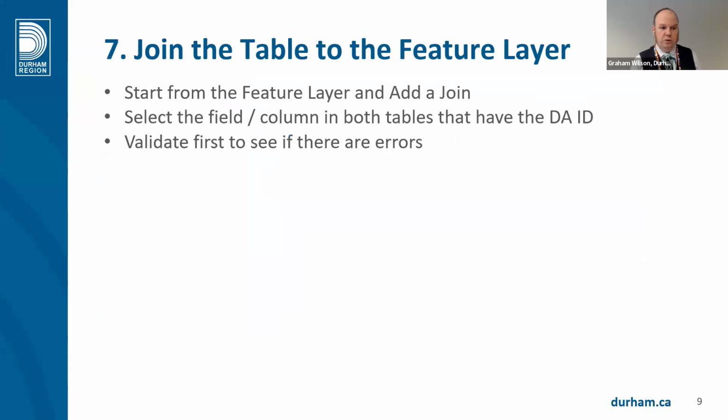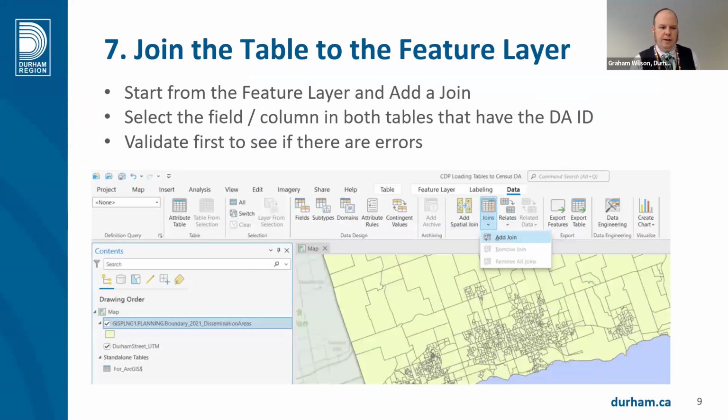Now we're going to join the two together. It's important to start from your feature layer of geographies. Otherwise, it won't join correctly. You'll just end up joining your geography information to your data table, and it won't show up in ArcGIS. You want to do it the other way around.